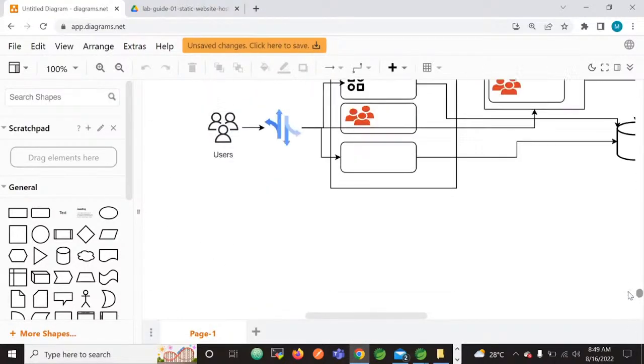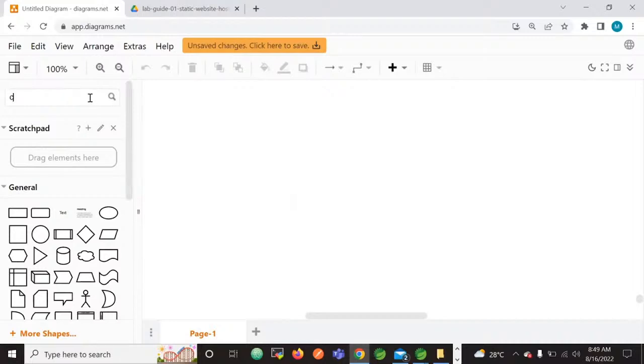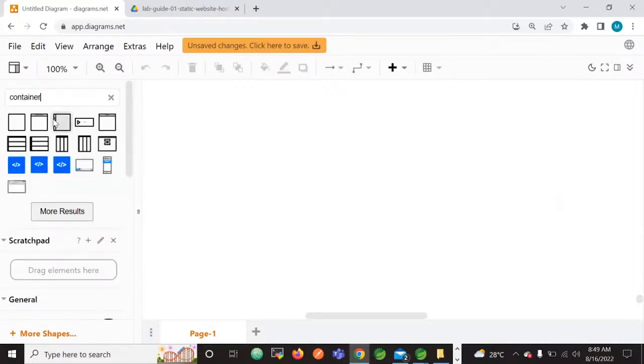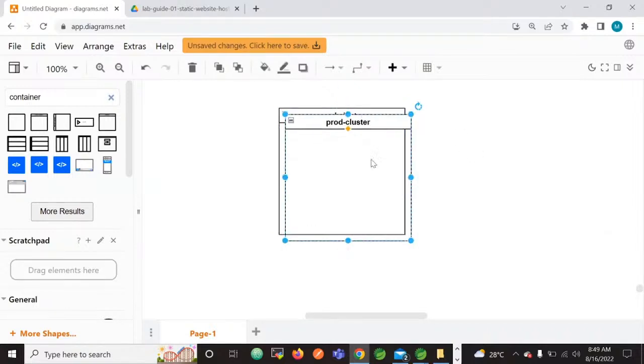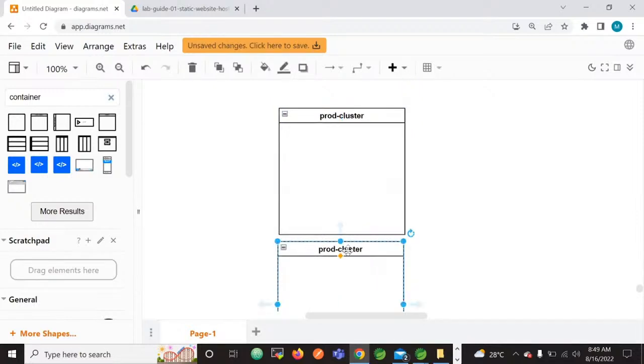Okay, assume now this is one of my clusters. This is my production cluster, prod cluster. Whenever we set up the prod cluster, we always also have to set up the DR, disaster recovery. Assume this prod cluster I deployed in the Mumbai region.